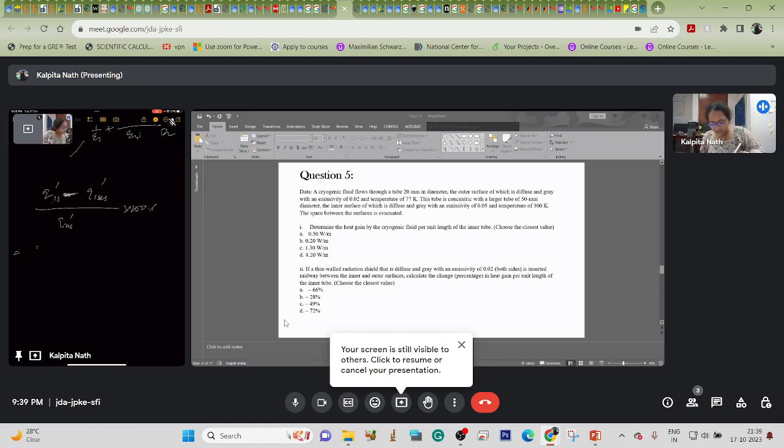So this will be equal to 0.251 minus 0.501 upon 0.501. So this will be into 100%, that is minus 49%. So this is the answer.